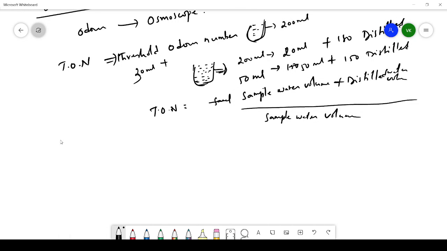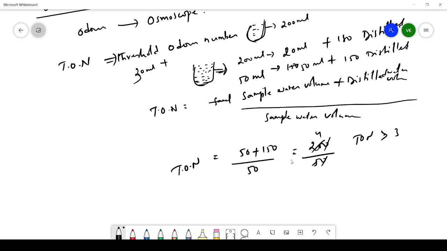If it is less than 3, then it is good enough to supply to the community. If it is greater than 3, then it is not good enough. For example, here: 50 plus 150 divided by 50. The TON you are going to get is 200 divided by 50, so 4. The TON value is greater than 3, so such water cannot be supplied to the community. The reason is that the smell can be identified by the average consumer.